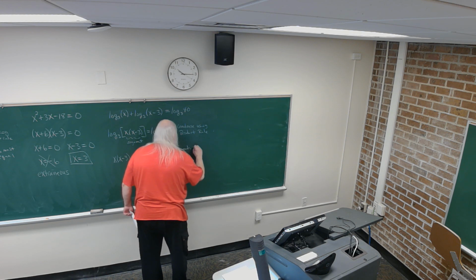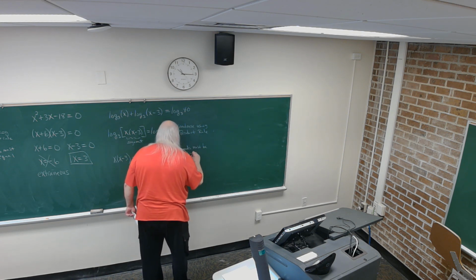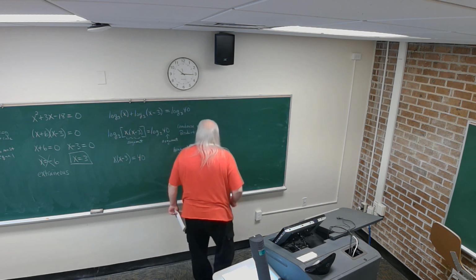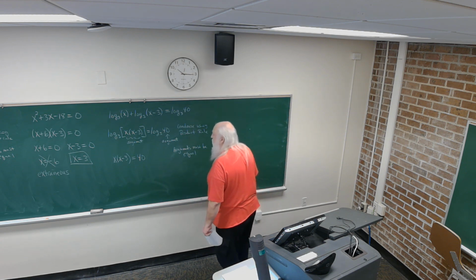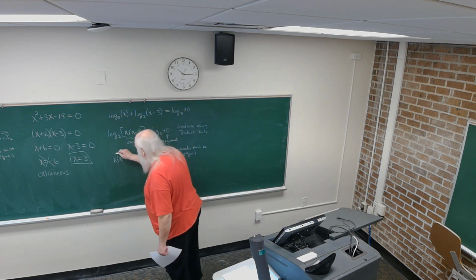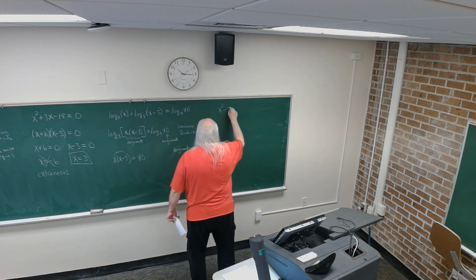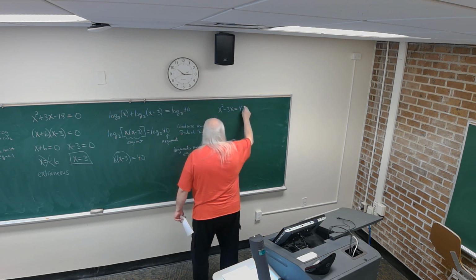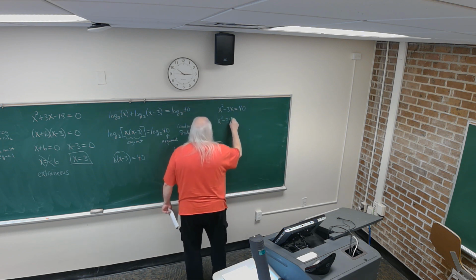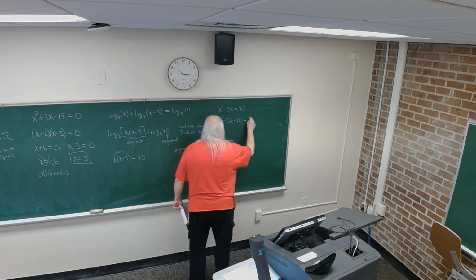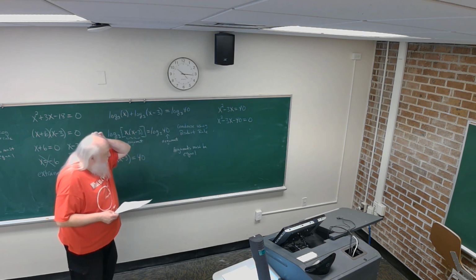Arguments must be equal. So that again is shaping up to be a quadratic function. When we distribute the x inside the parentheses, we have x squared minus 3x is equal to 40. And then when we subtract 40, we have x squared minus 3x minus 40 is equal to 0.